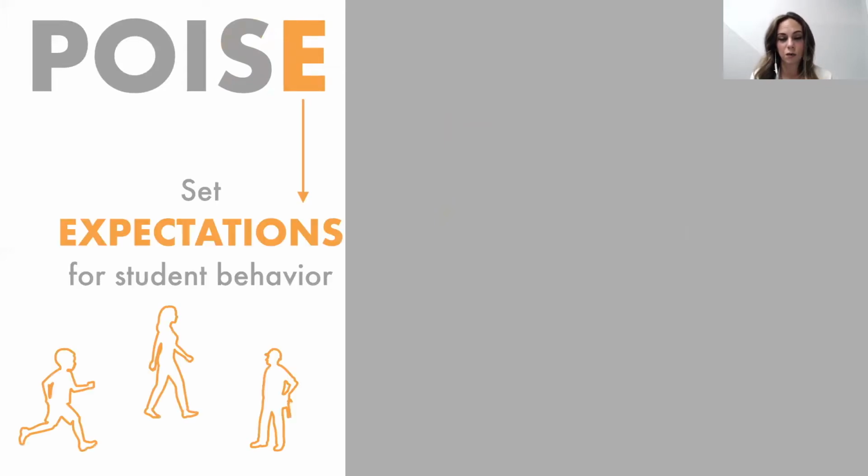Now the E. Remember I was saying in the beginning, the P and the E were the most important. The E stands for setting expectations for student behavior. You might think that you don't need to do this. Why? Because you might think either the students are old enough and they know better, or their principal is going to be in the back of the room, so they will be on their best behavior.